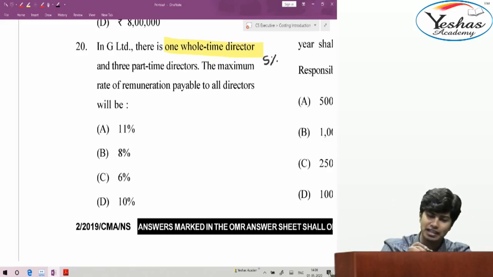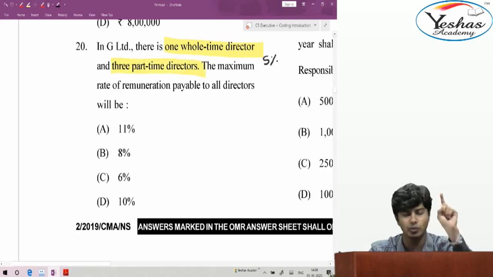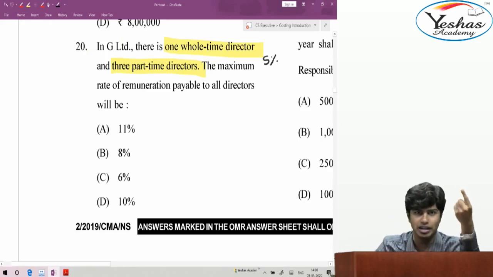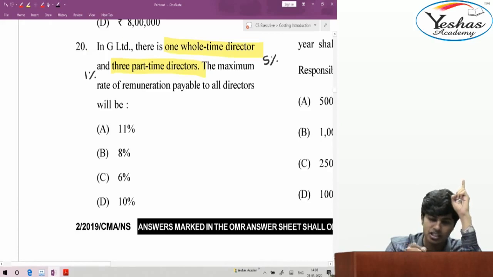And there are three part-time directors. So it doesn't matter how many part-time directors are there. The moment they are part-time directors, they are eligible to either 3% or 1%. If there is no whole-time director, they get 3%. If there is a whole-time director, they get 1%. So basically, these other directors will get 1%.